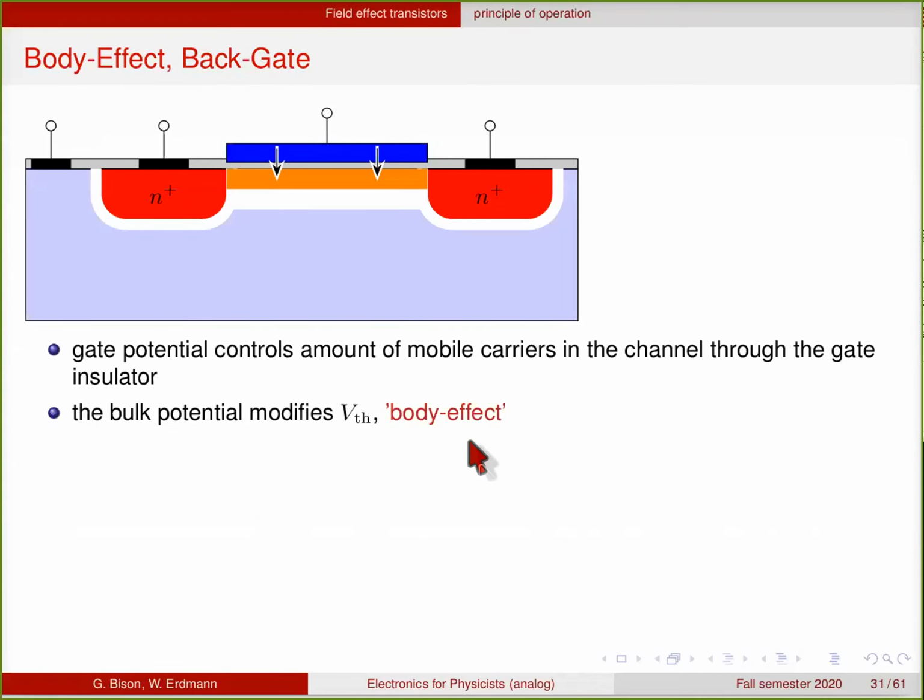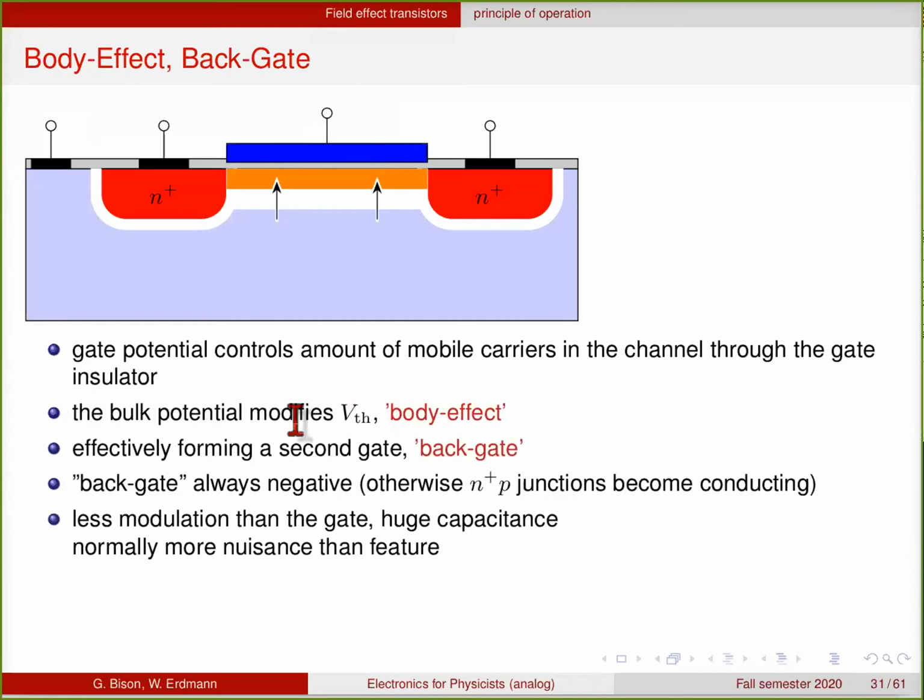So the last effect that we want to look at briefly now is the body effect or backgate effect. So far, we haven't discussed what the bulk potential is. It was usually taken to be 0 or the same as the source potential. But there is a small effect. Basically, the bulk potential modifies the threshold voltage. So this forms effectively a second gate. So you don't only control the charge here through the gate voltage, but also through the potential of this bulk, and this is sometimes called a backgate.